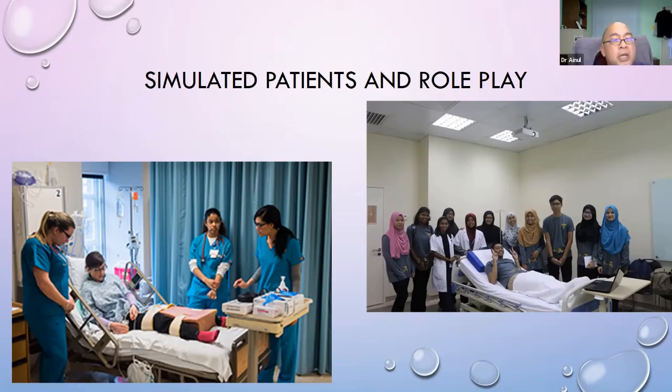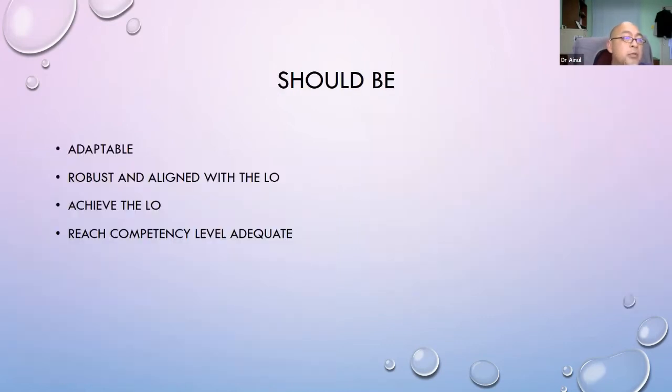So these are the things that I thought would be good to reinvigorate with our clinical students, especially towards the final year, the 3rd and 4th year. We should be adaptable, robust and aligned with our learning outcomes. The teachers especially have to be very well versed with the learning outcomes. With our assessment committee, we wondered, can we do a questionnaire on whether our lecturers know the learning outcomes for our modules? And we have to ensure that our students reach the competency level that's adequate for them to become a houseman.